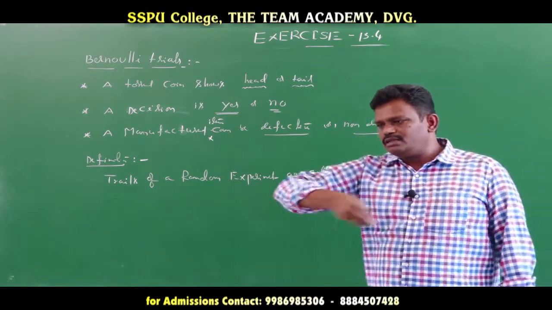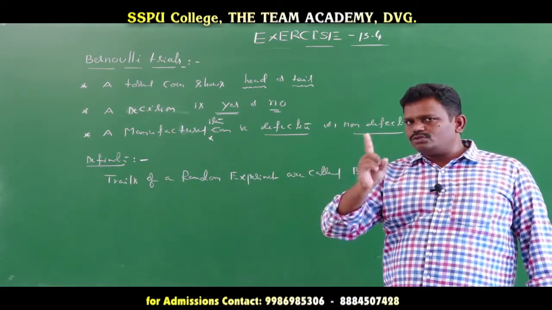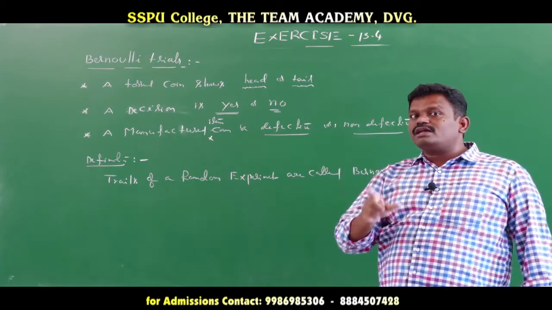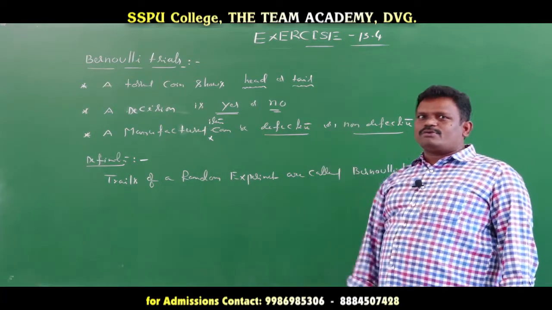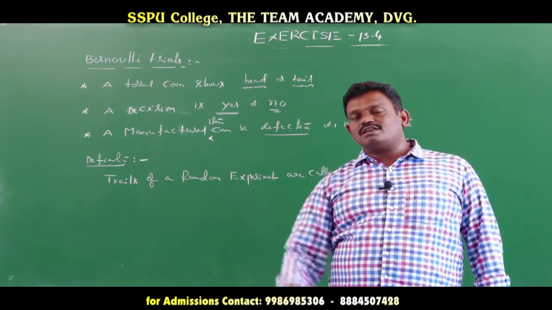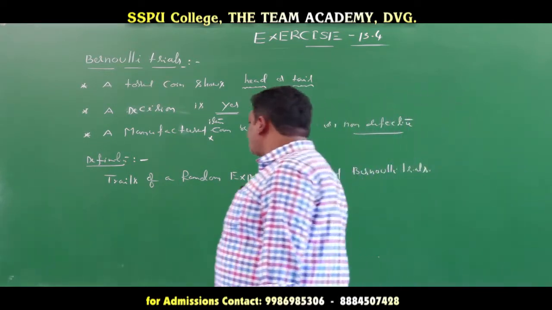If we throw the die 3 times, the first throw is one trial, the second is the second trial, and the third is the third trial. Number of trials is equal to how many? 3. If a coin is tossed 100 times, the number of trials is 100. If the die is thrown 1000 times, the number of trials is 1000. So that is the trials of a random experiment.